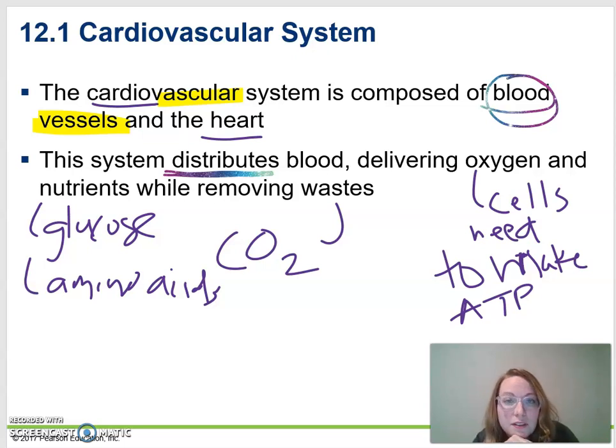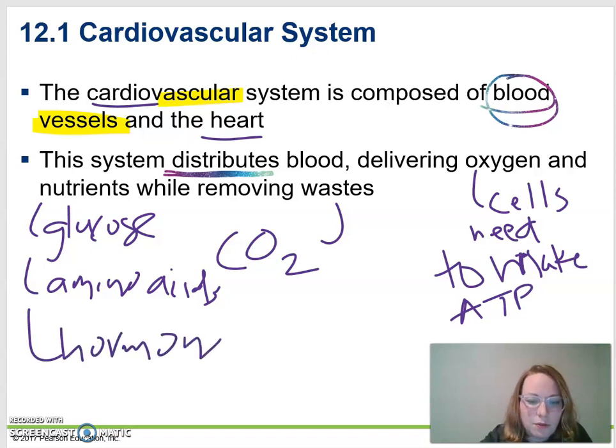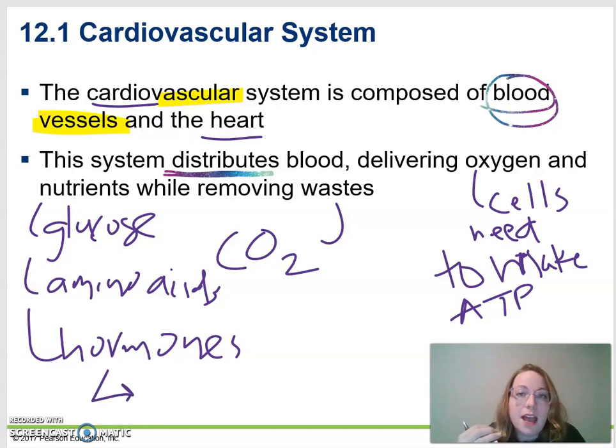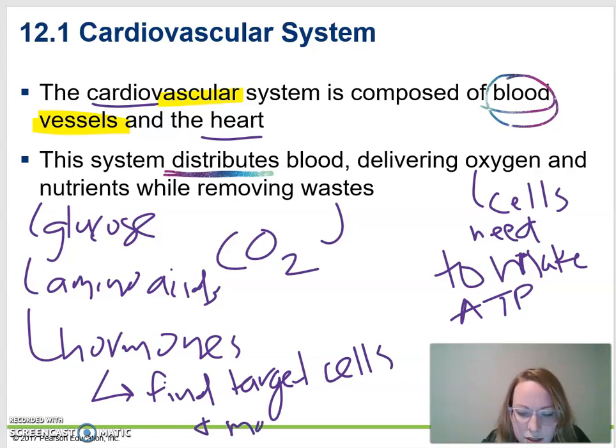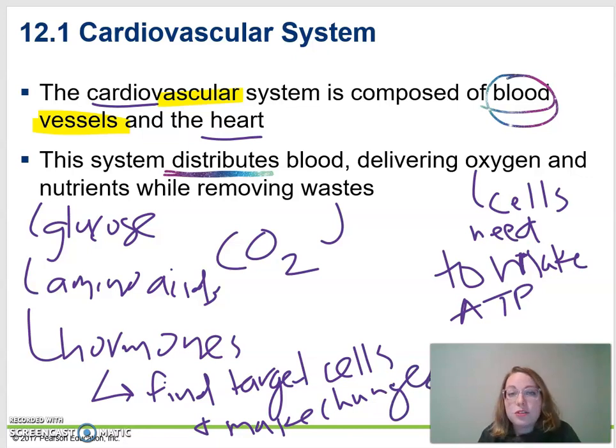What else does it distribute? Endocrine hormones. And so those hormones allow us to have long-term communications. We've already talked about hormones. They go to their target cells and they help them make changes, right? This helps the hormones find those target cells and make changes. So it's all about getting things the cells need in and their wastes out, transporting them where they need to go.